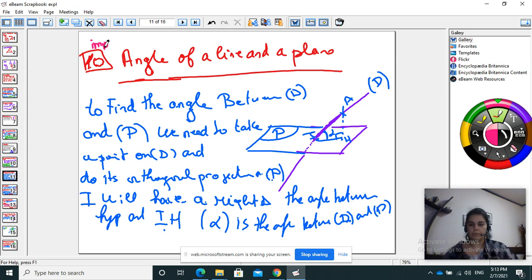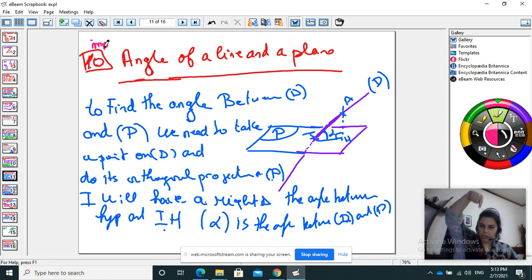Now we know that if I have a plane, the line cuts the plane at a point. This is the angle here between the line and the plane. How am I going to find the measure of this angle? To be able to find this one, what is the definition? To find the angle between D, if you look at the figure, guys, and the plane P, we need to take a point on D and do its orthogonal projection at P.